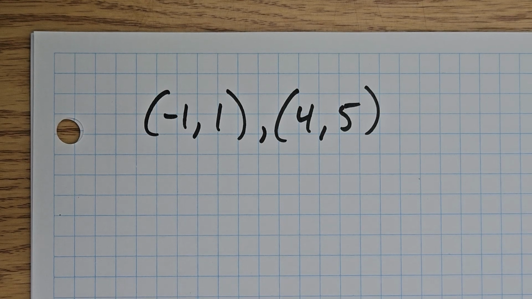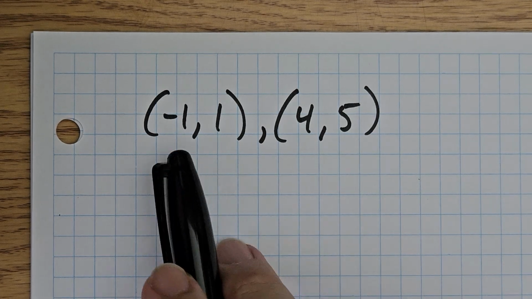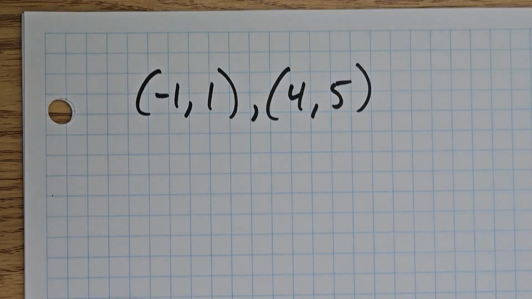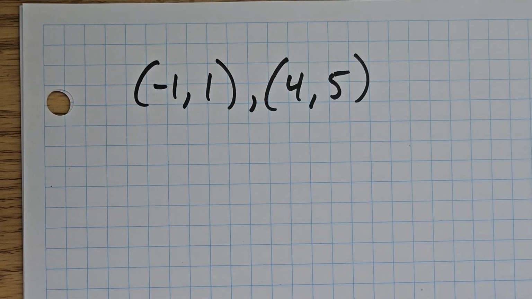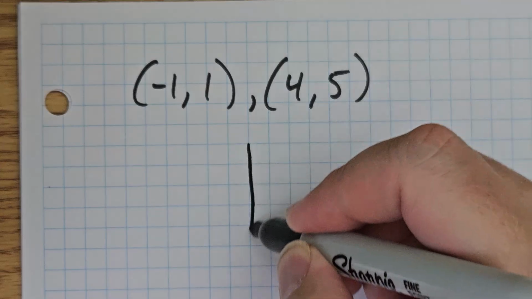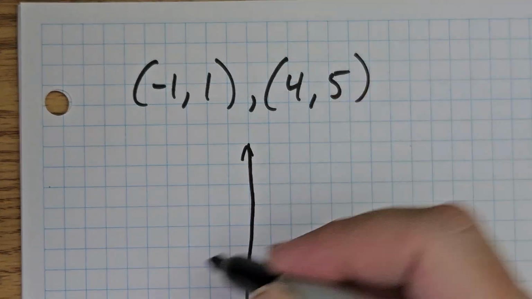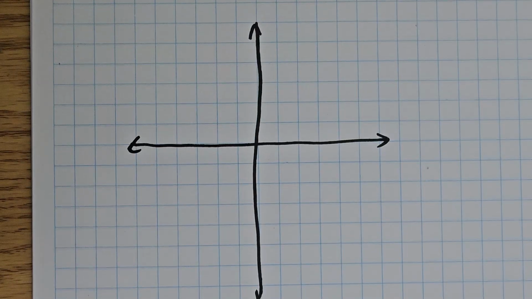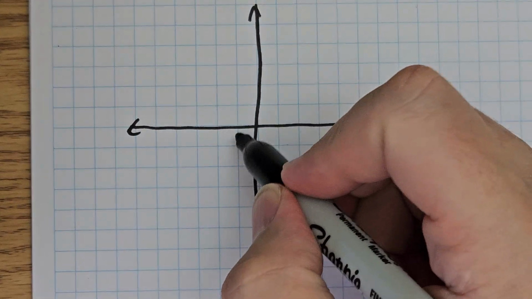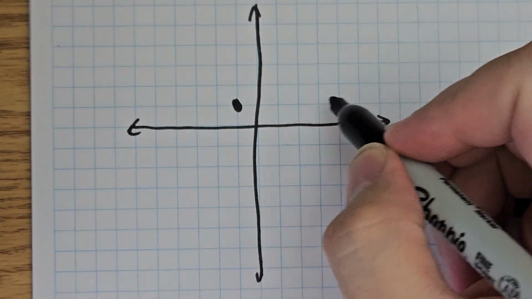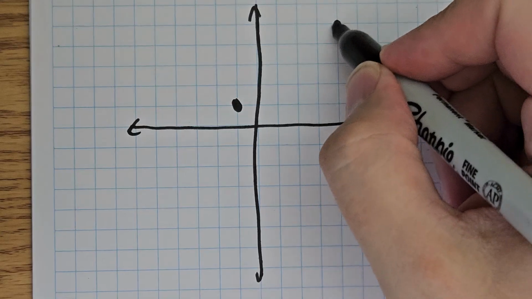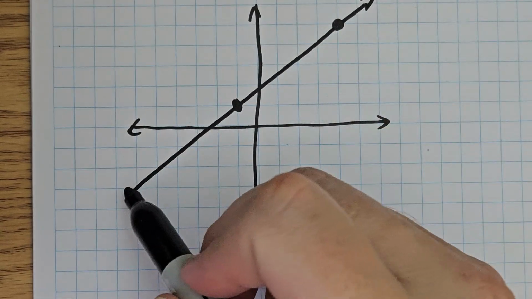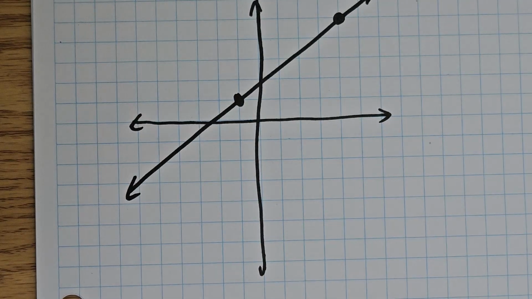Okay, here's a problem that came across my desk. We are given 2 points, one at negative 1 comma 1 and one at 4 comma 5. And we're going to do a few things with those 2 points. First, let's graph them. This is not the world's best graph, but that's okay. All right, negative 1 comma 1, 4 comma 5. 2 points is all I need to draw a straight line.